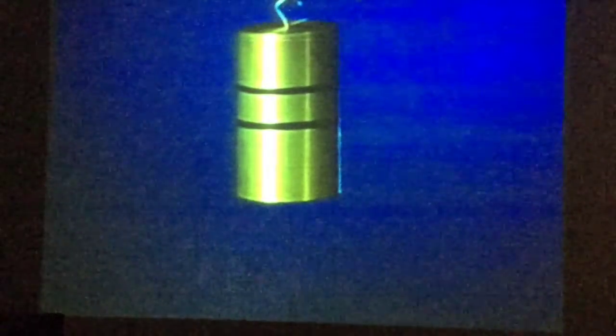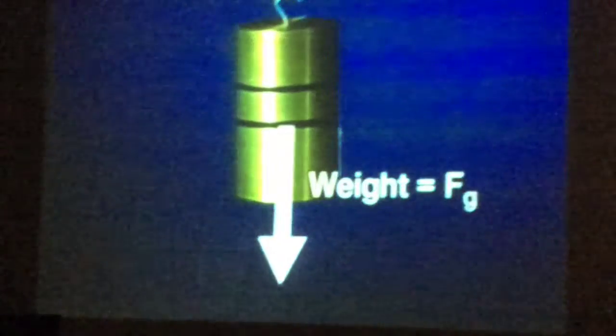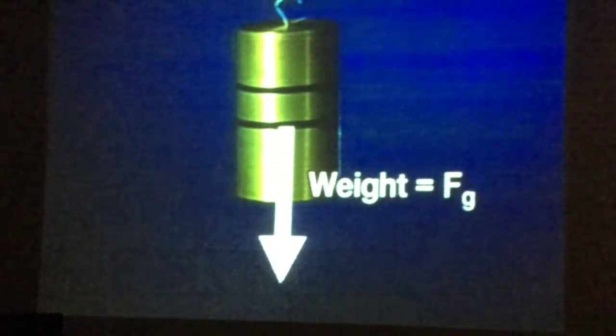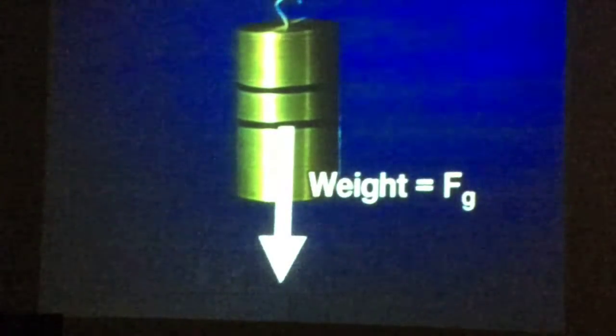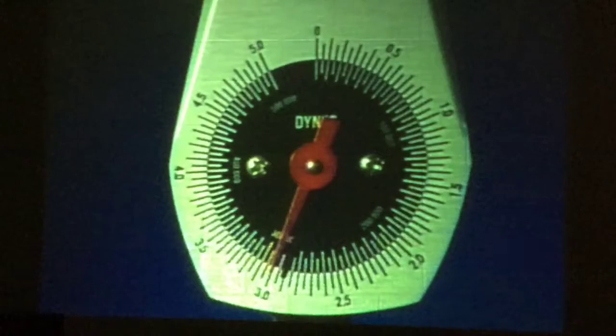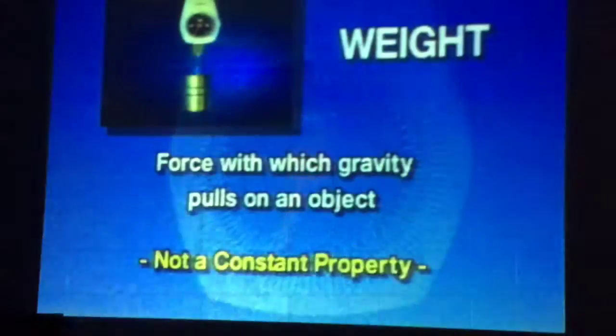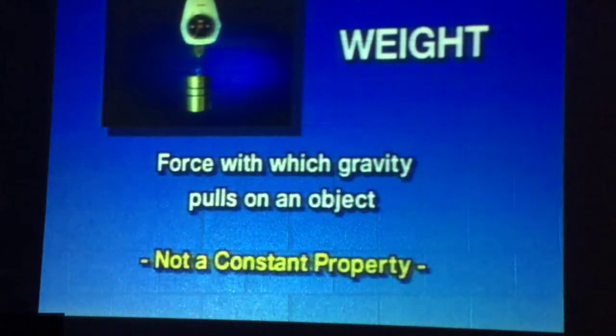In contrast to mass, which is an intrinsic property of an object, weight is simply the force with which gravity pulls on that object. A force device, such as a spring scale, is commonly used to measure weight. The scale indicates the amount of gravitational force exerted by the Earth on the cylinder. An object's weight is not a constant property due to the fact that gravitational forces vary from place to place.